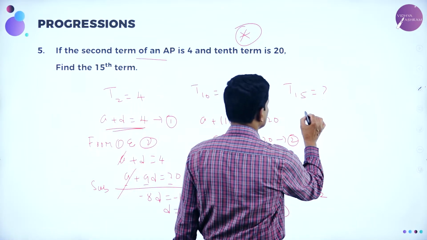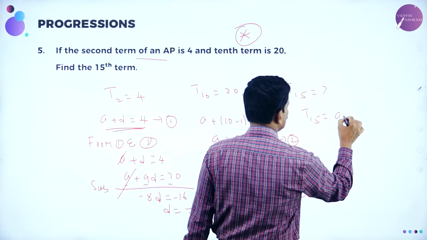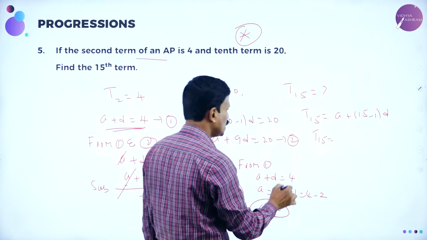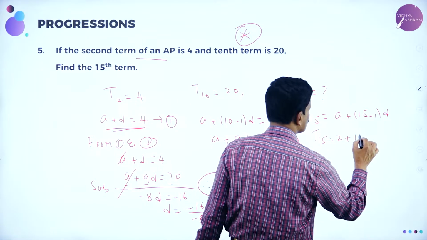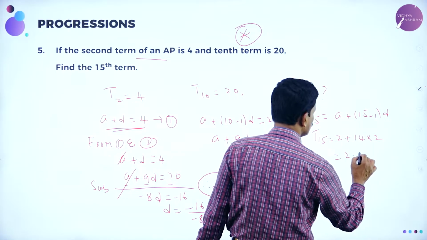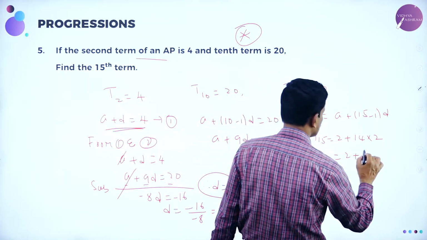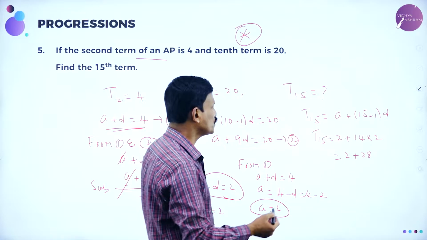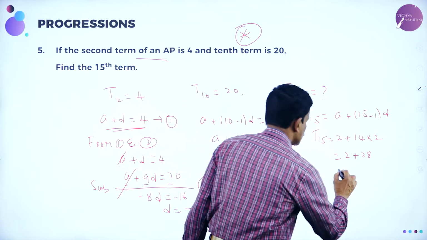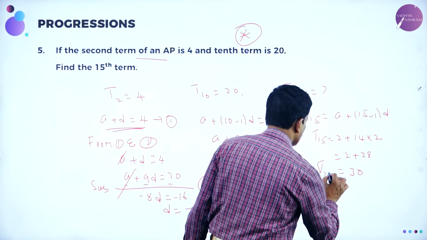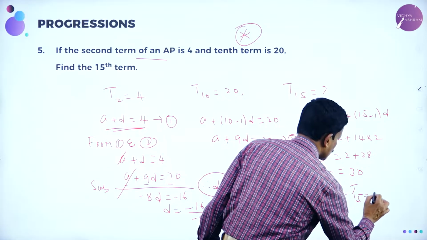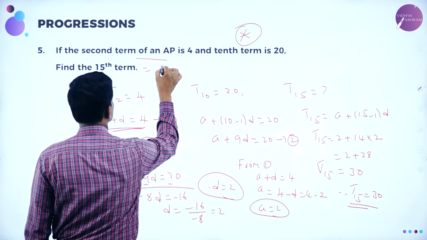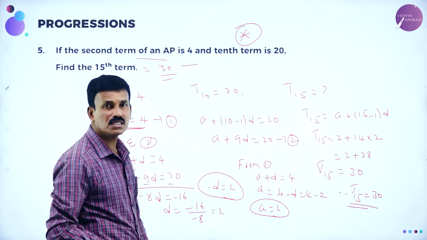So therefore, the 15th term T15 is equal to A plus 15 minus 1 into D. T15 is equal to A, which is 2, plus 15 minus 1, which is 14, into D, which is 2. So T15 is 2 plus 14 into 2. 14 into 2 is 28. 28 plus 2 is 30. So the 15th term is equal to 30. That's it. This is how we are going to solve this problem.